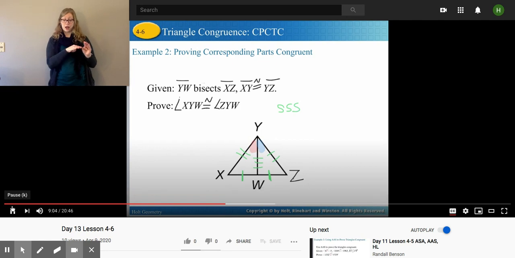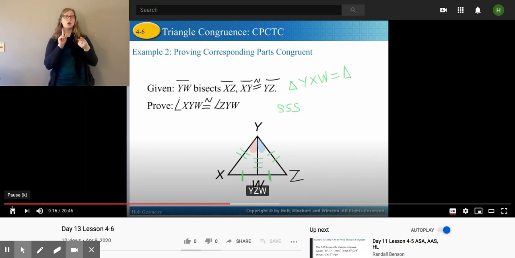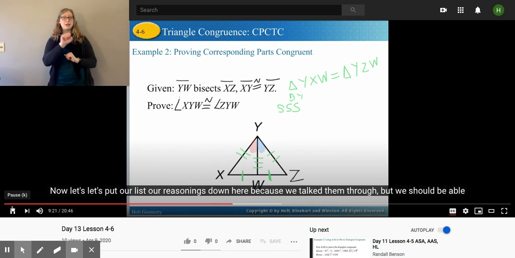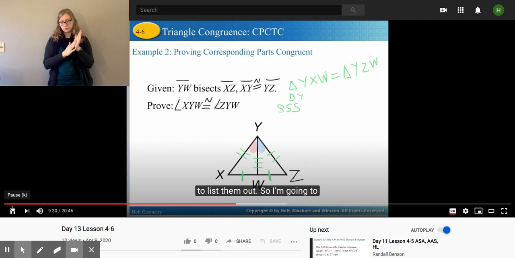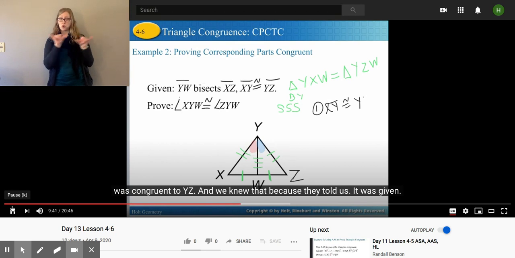So we can say triangle YXW is congruent to triangle YZW by side-side-side. Now let's list our reasonings down here, because we talked them through, but we should be able to list them out. So I'm going to list all our reasons. First of all, we have XY was congruent to YZ, and we knew that because they told us it was given.